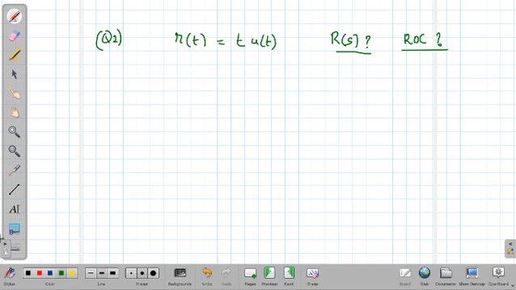So we know from our experience what is the Laplace transform of t. So we know that the Laplace transform of r of t is 1 by s square. But what is the region of convergence? Okay, that we will see. So this is not straightforward. We will try to derive the Laplace transform of r of t and find the region of convergence. Okay, so let's start solving this.